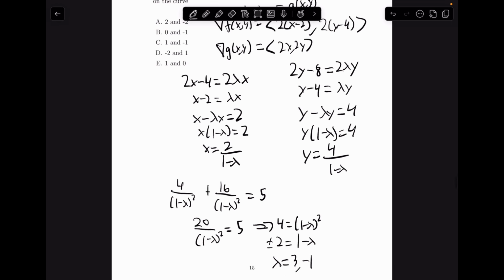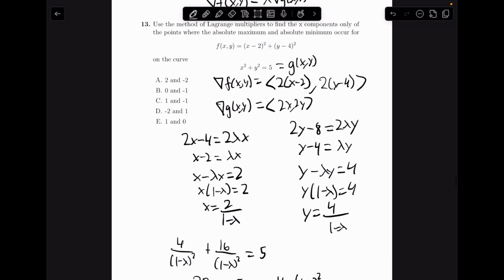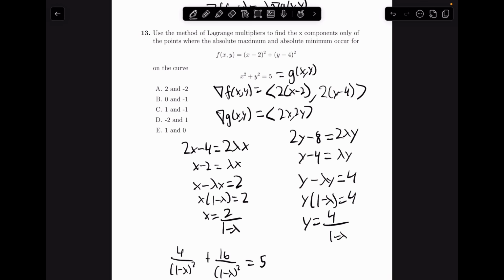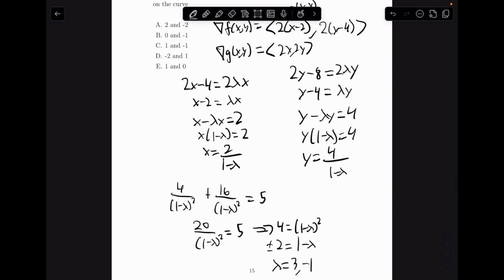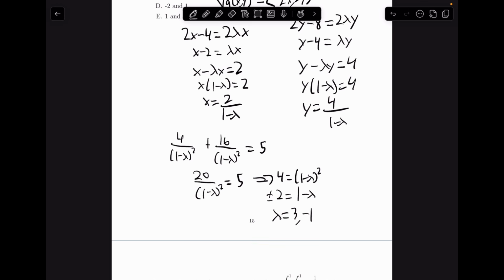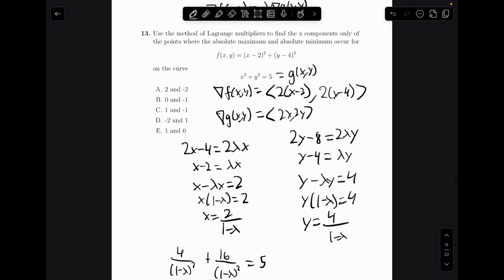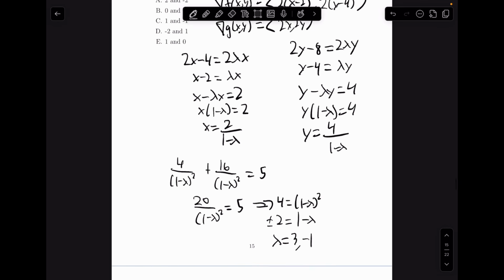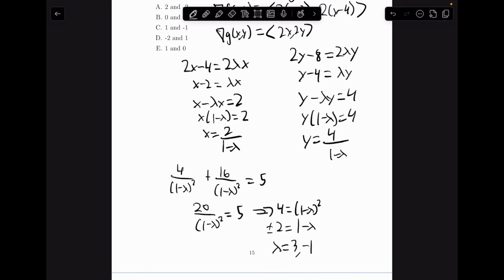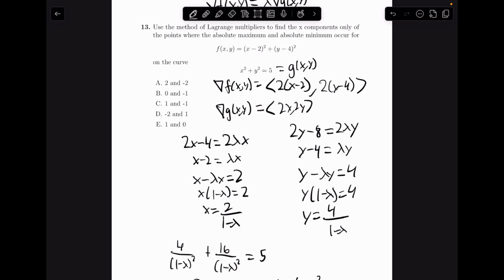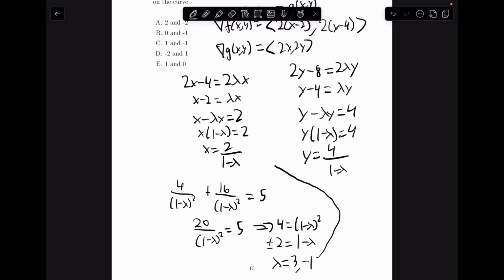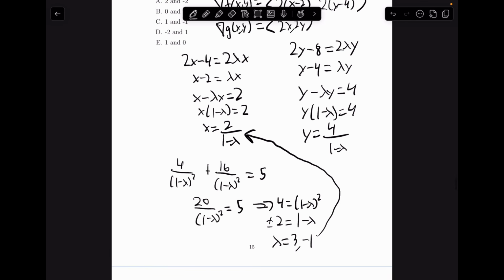Okay, well, it's annoying, but actually we're fine, because we have 2 values of lambda, and it's not asking us to determine which of those 2 lambda values correspond to a min or max. It's just saying give us the values of x where the max and min occur. So we can just plug in both values of lambda into our x and get the answer.